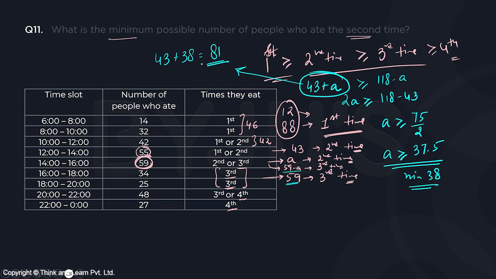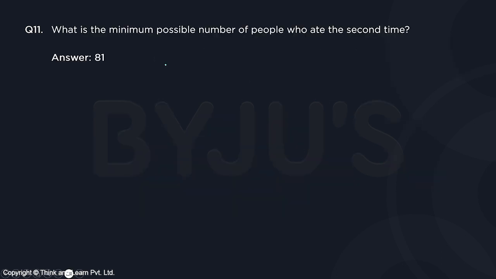Now you might have this question, sir, what about these people? Of course, people eating for the fourth time, I have taken only these and they all are becoming 75. So 81 this is. According to A as 38, this comes out to be 80. This is 75. So yes, it satisfies that 81 is greater than or equal to 80 and 80 is greater than or equal to 75. So 81 is the minimum number of people who can eat for the second time. That's the answer for this first question.